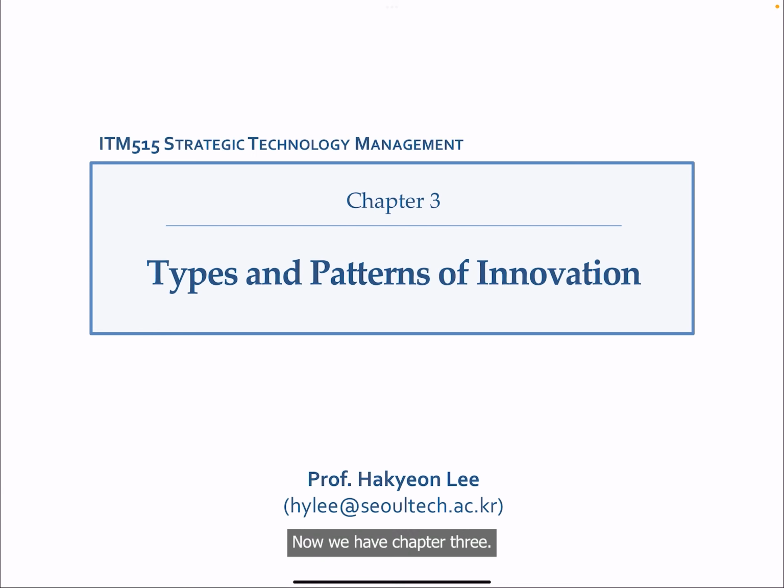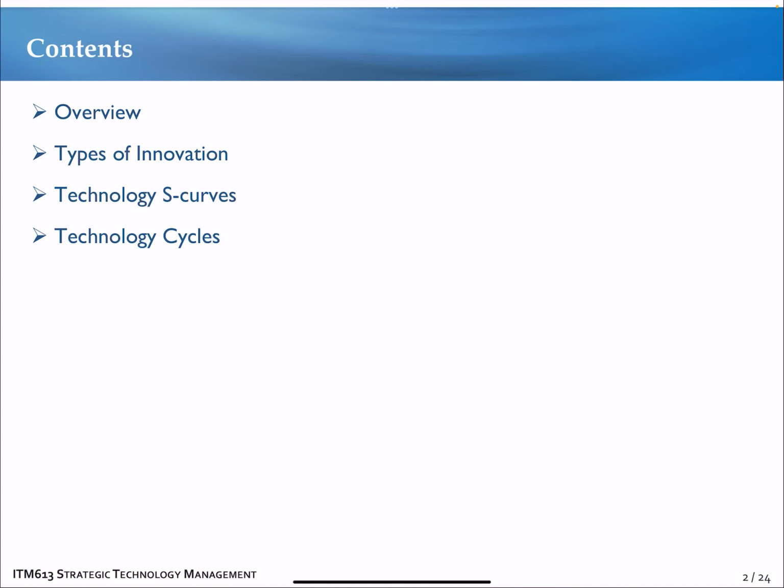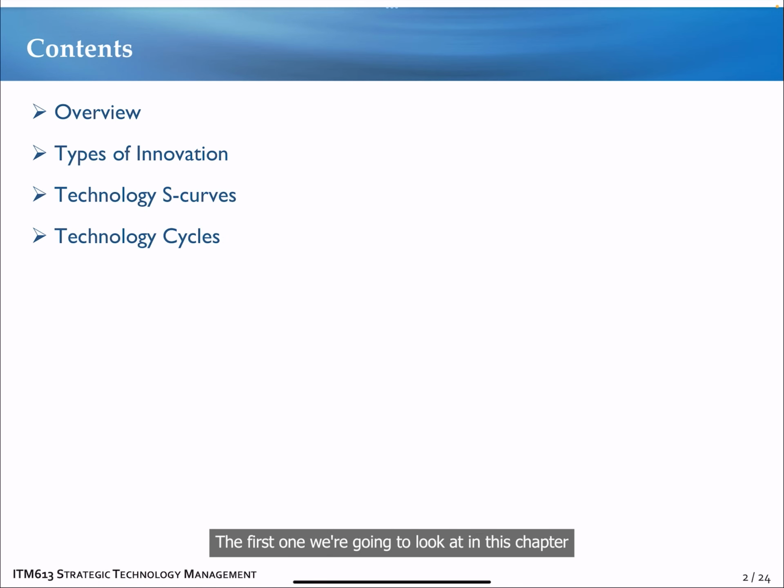Hello everyone. Now we have chapter 3. Today we're going to delve into types and patterns of innovation. The first one we're going to look at in this chapter is various types of innovations, how we can classify innovations. Then we will also talk about two typical patterns of innovation, S-curves and cycles.